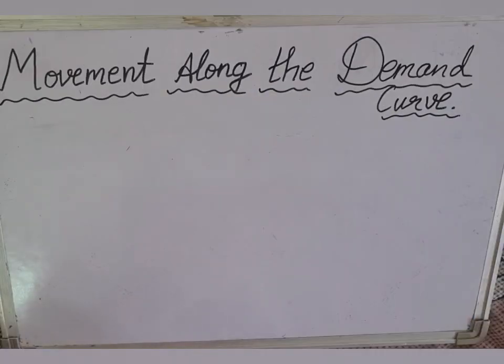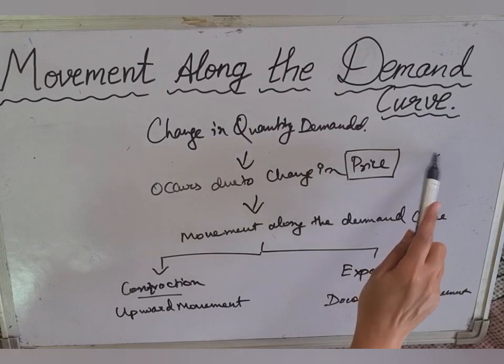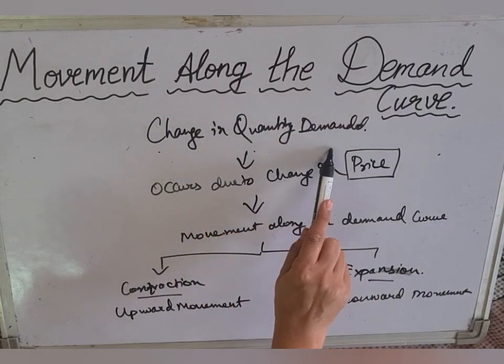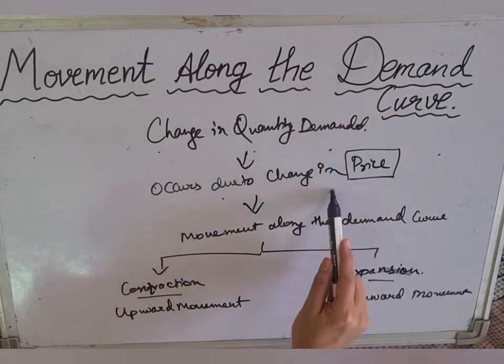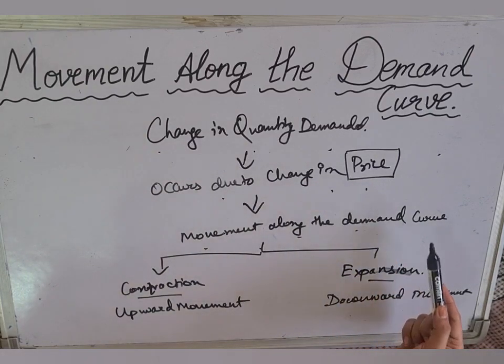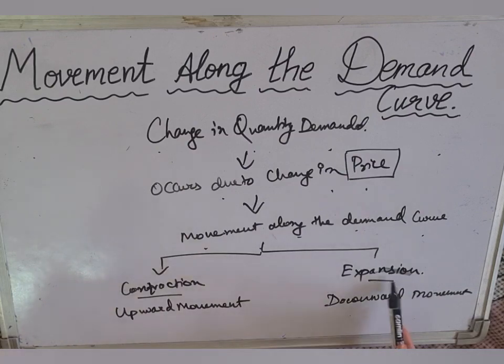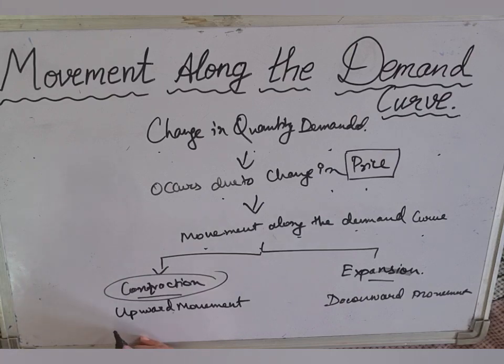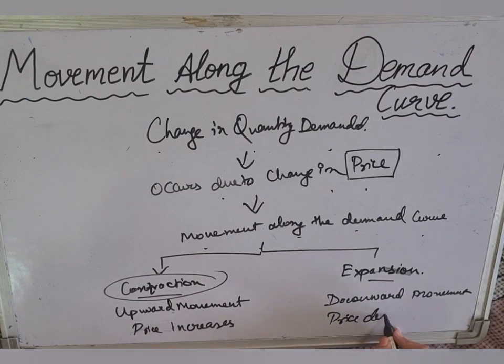So let us summarize. Movement along the demand curve is a change in quantity demanded which occurs due to change in price. There are 2 types of movement, upward and downward movement. Upward movement is contraction. It happens when price increases, and downward movement is expansion, which happens when price decreases. I hope this part is clear now.